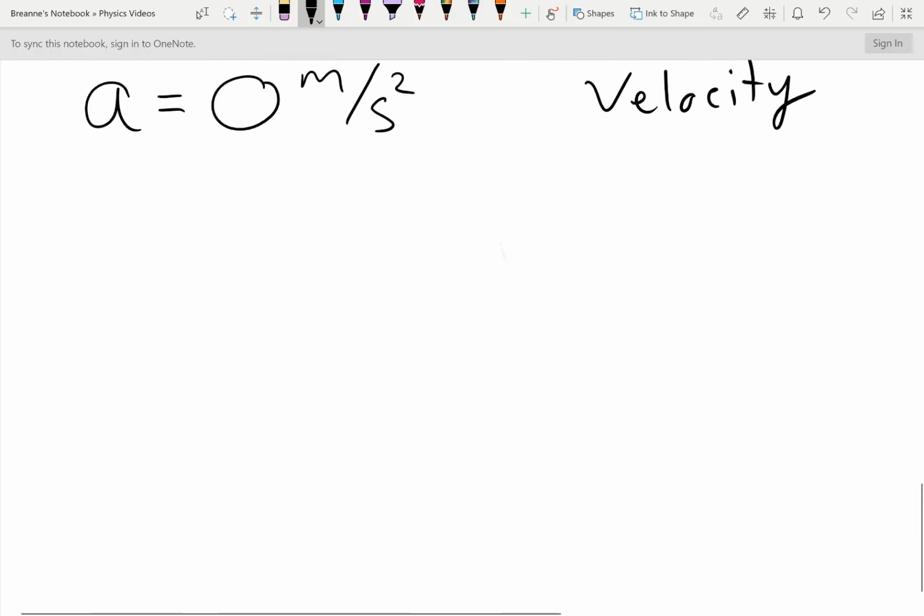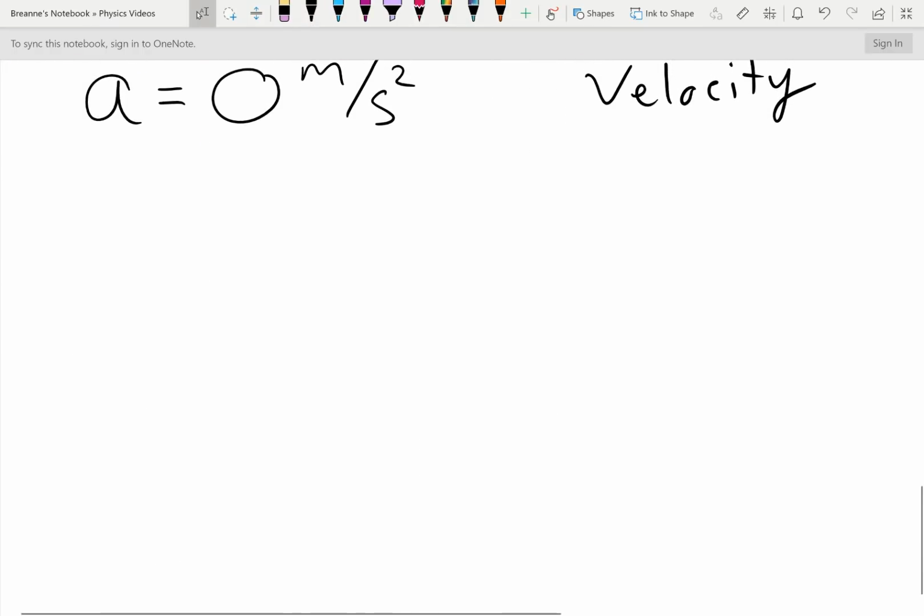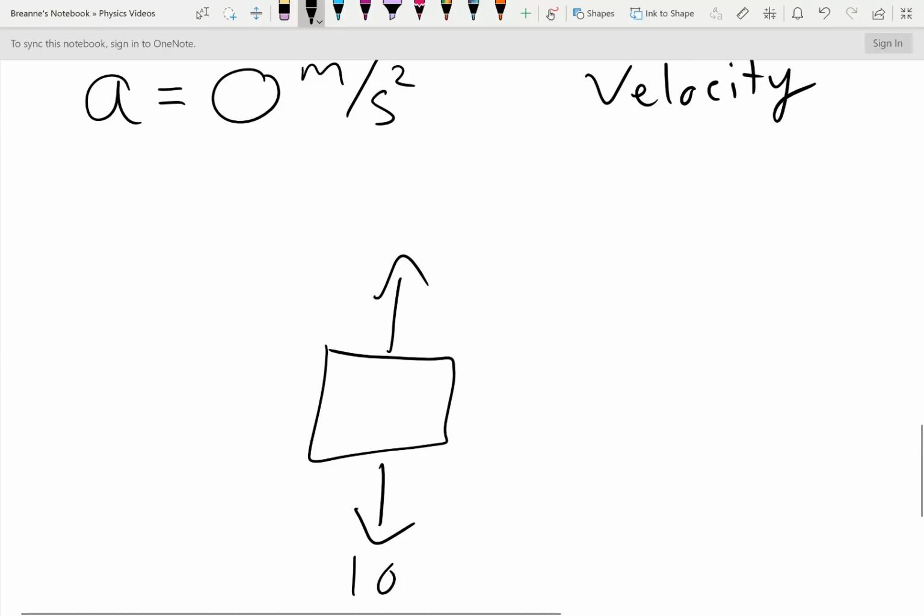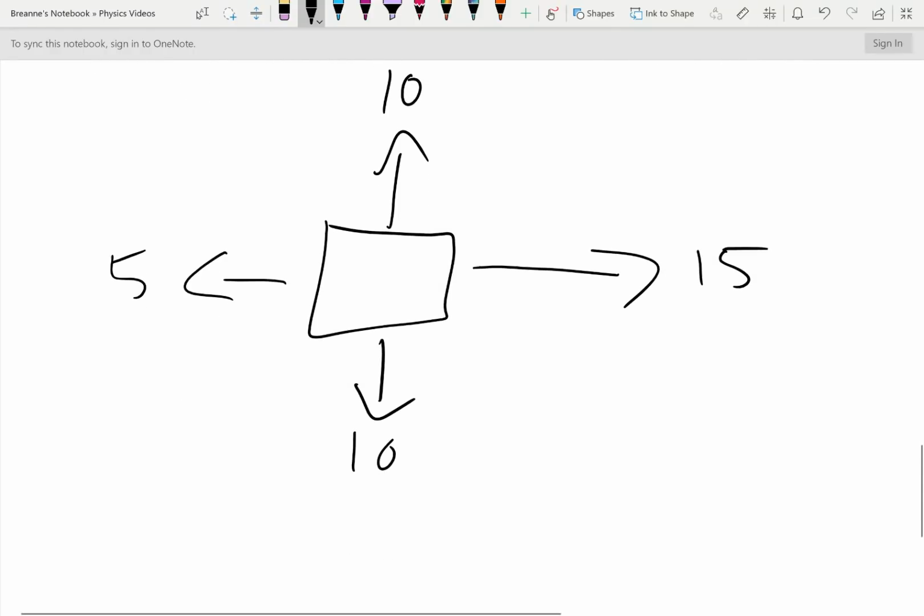Next question. What happens when the forces on an object are not balanced? So we're going to have this little box here. And again, we'll keep it sitting on the ground. So going up and going down will still be 10. But now we're pulling it 15 to the right. And friction's only affecting it by 5. So now the object is not balanced.